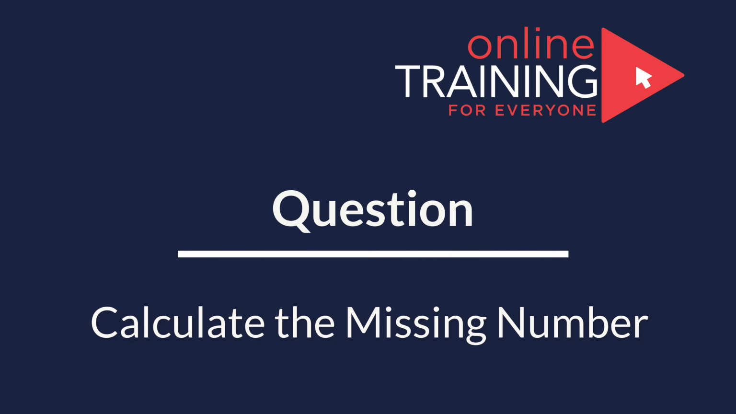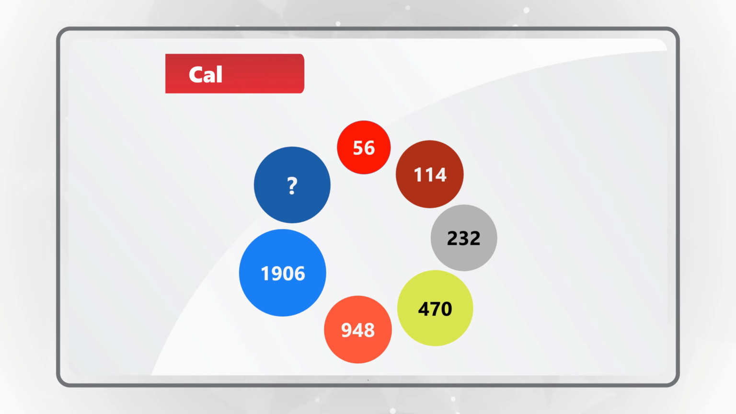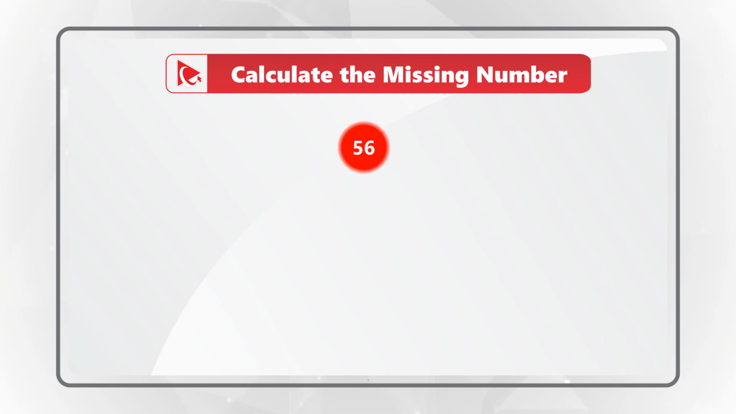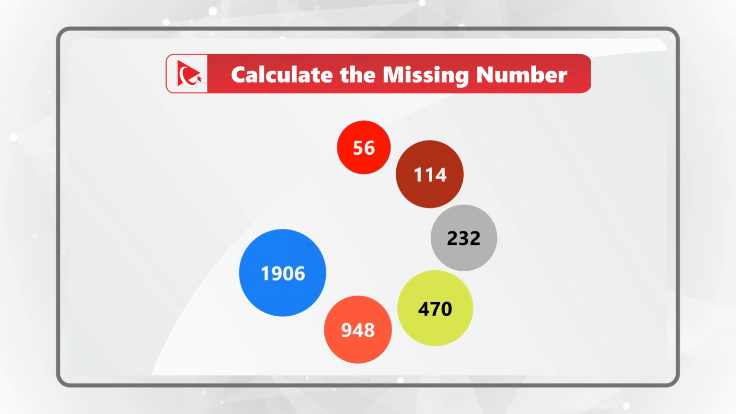Here's an extremely tricky question, but I have full confidence that you'll be able to solve it. You're presented with the sequence of circles, which is also organized in a circle. The sequence starts with the red circle with the number 56 inside. The next circle has number 114. Following it, a circle with the number 232. Then a circle with the number 470. Then a circle with the number 948. Then follows the circle with the number 1906. And then comes the circle with the missing number.